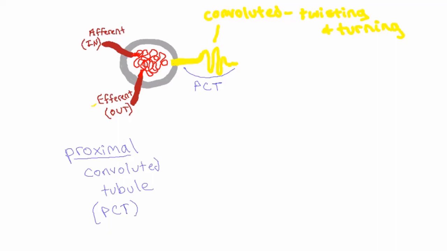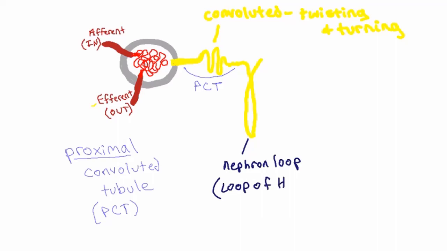Now after the PCT, the tube is going to continue on, but it's going to go down and do a little loop-de-loop, and it's going to come back up. Now we call that the nephron loop, or it's also called the loop of Henle. And so we abbreviate that LOH. So this entire thing is the loop of Henle.